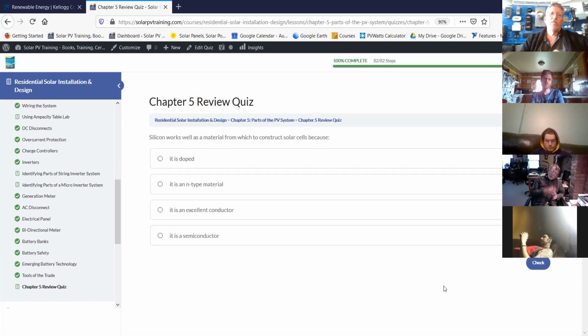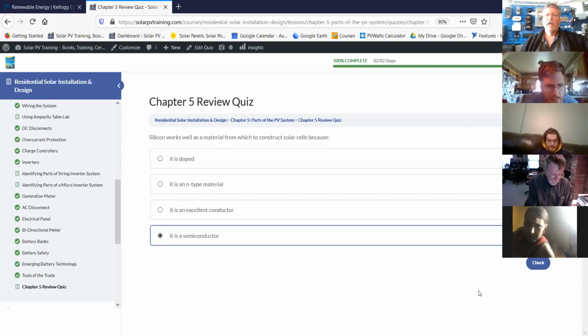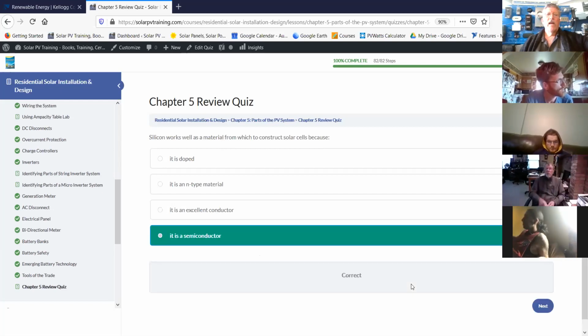Silicon works well as a material from which to construct solar cells because it's doped, it's an N-type material, it's an excellent conductor, or it's a semiconductor. So a semiconductor. Yeah, Silicon Valley, right? Semiconductors. And I was just reading some things about perovskite, and we may be in the not too distant future dealing with solar panels that are no longer made of silicon. That's the industry standard at the moment, but perovskite is definitely an up-and-comer and has some super advantages.